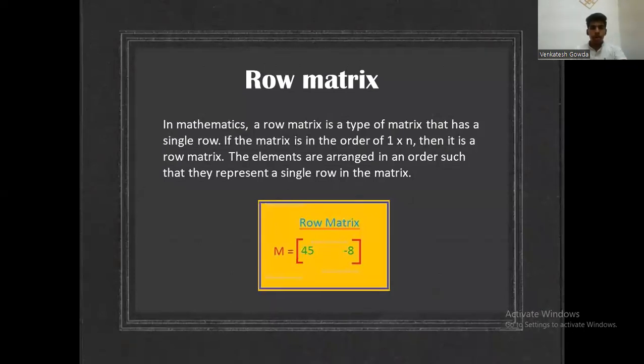In mathematics, a row matrix is a type of matrix that has a single row. If the matrix is of the order 1 cross n, then it is a row matrix. The elements are arranged in an order such that they represent a single row in a matrix. So this is an example of a row matrix.